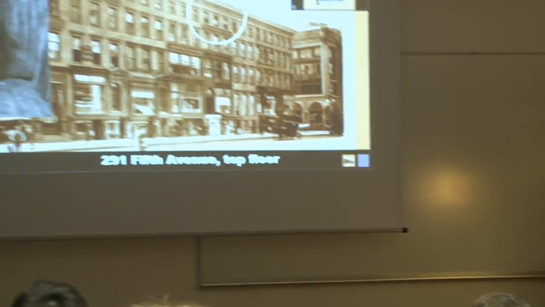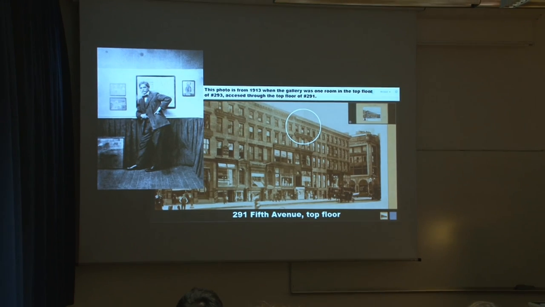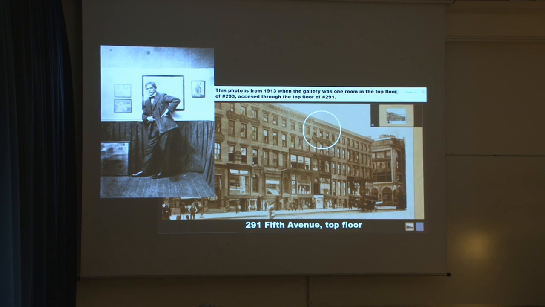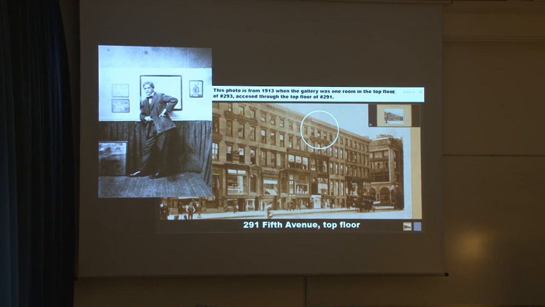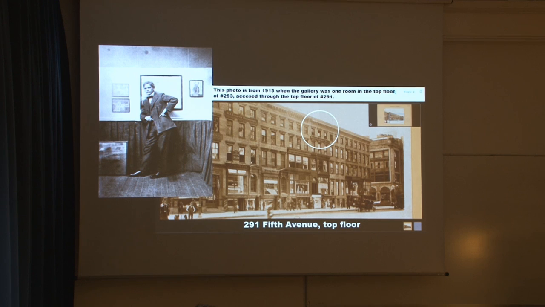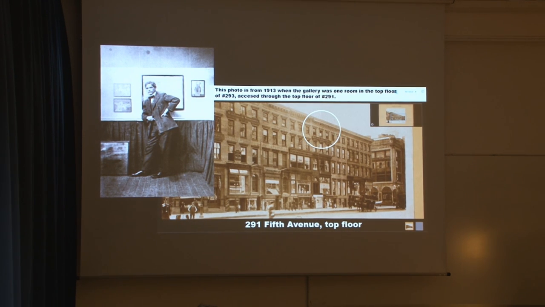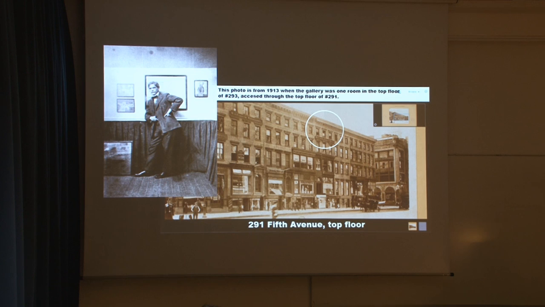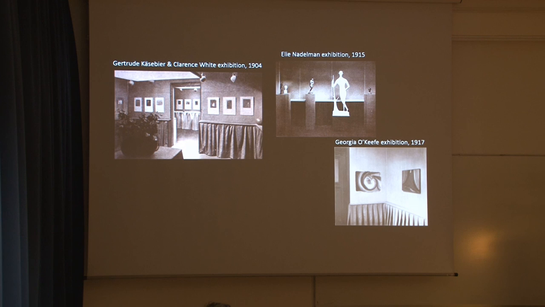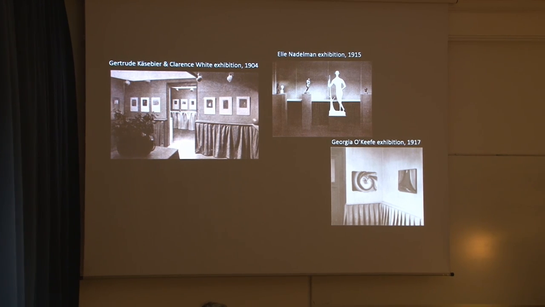Gallery 291 existed from 1905 until 1917, and during that time was the most important American venue for contemporary foreign art. In 1908, Gallery 291 moved to a smaller space in a neighboring building. But up until then, Stieglitz exhibited mostly works by photo secessionists at home and abroad, including the German and English artists Gertrude Käsebier and Clarence White, as you see here.